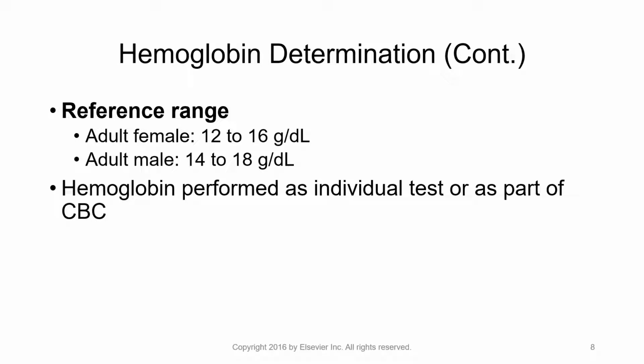A gram, for reference, is roughly the weight of a paperclip, and a deciliter is 1/10 of a liter. So picture a liter container, 1/10 of that is a deciliter. The adult male between 14 and 18 grams per deciliter. Hemoglobin can be performed as an individual test or part of a complete blood count.